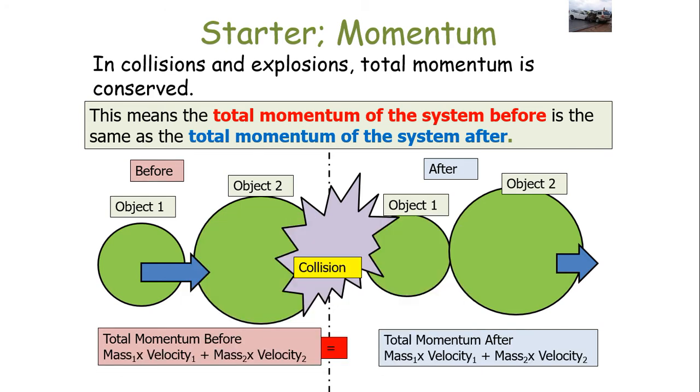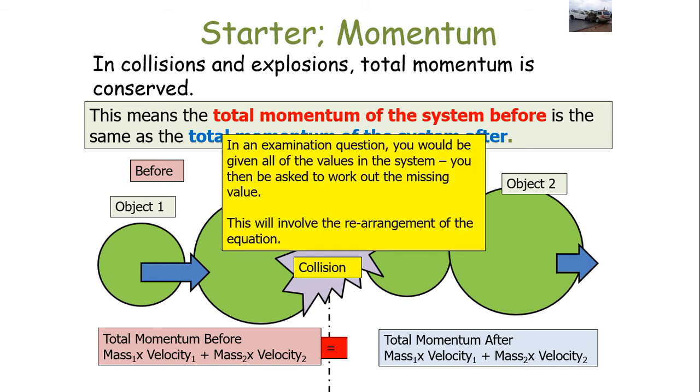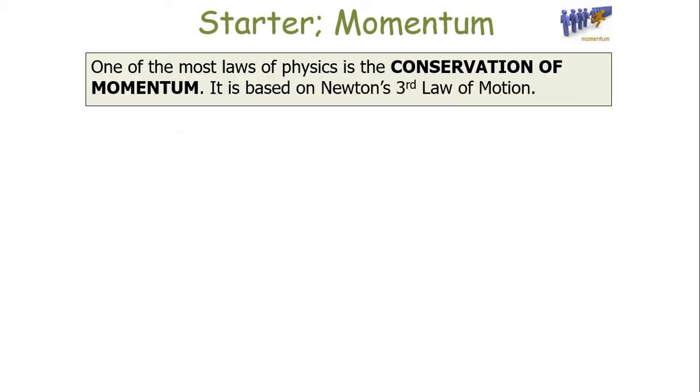Now, as we can see before, we can actually expand this out. So we can say that mass times velocity equals mass times velocity, because momentum is mass times velocity. Now, in an examination question, you'll be given all the values except one of mass times velocity equals mass times velocity and asked to work out the missing value.